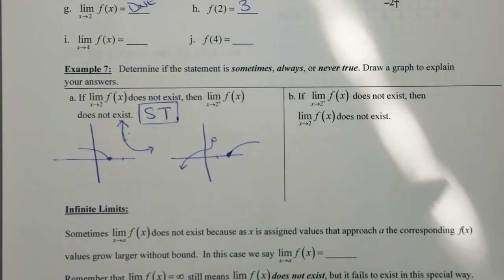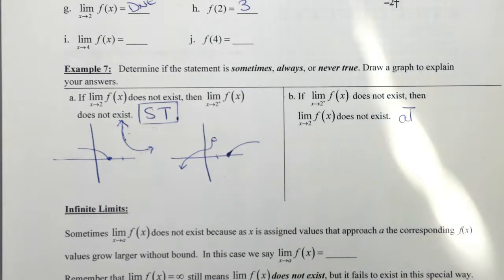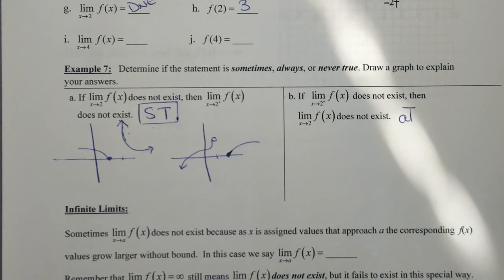Okay, let's take a look at B. If the limit as x approaches 2 from the right does not exist, then the limit as x approaches 2 overall of f of x does not exist. Is that true, sometimes, or always true? Always. And this is based on the definition.